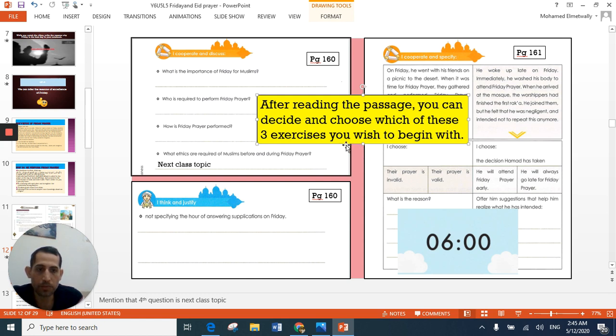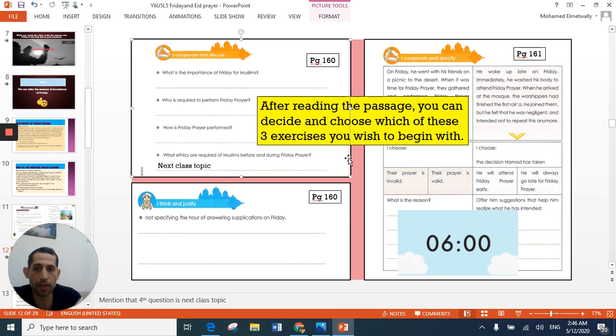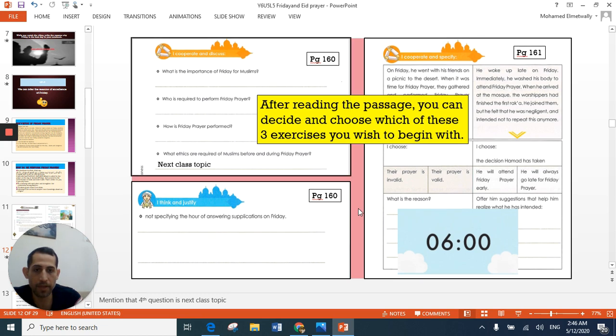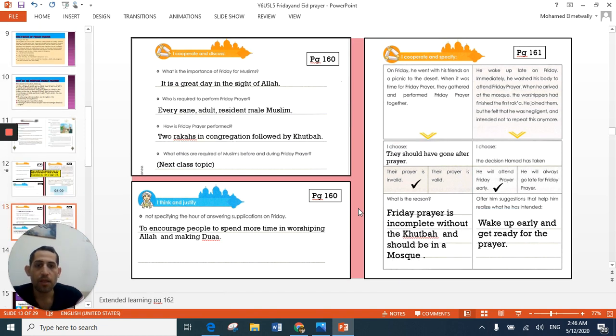Okay. We will divide this. You have 4 minutes only for page 160, which is about not specifying the hour of answering supplication on Friday. We explain why Allah did not tell us about this hour of answering supplication. Supplication means dua. Why didn't Allah tell us about this hour? You have 3 minutes to think. Now we will answer.